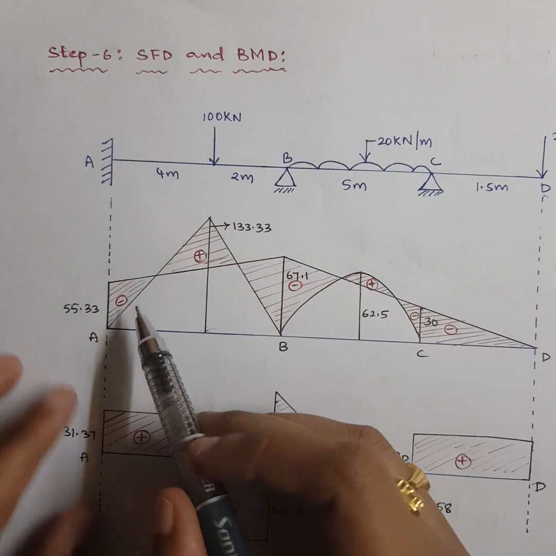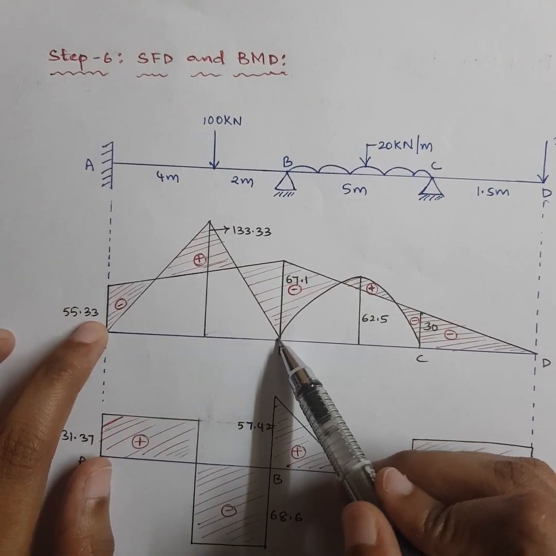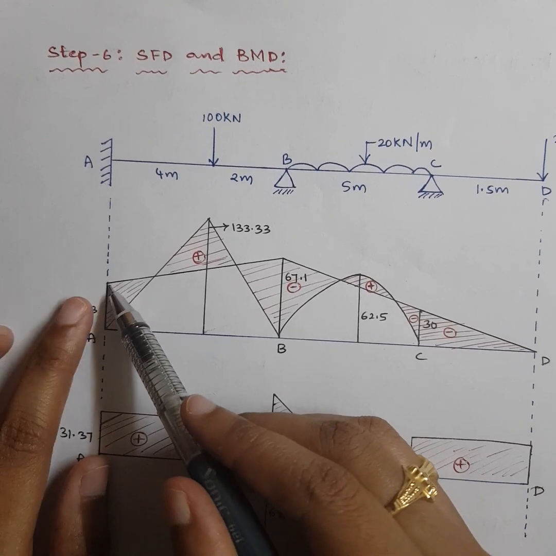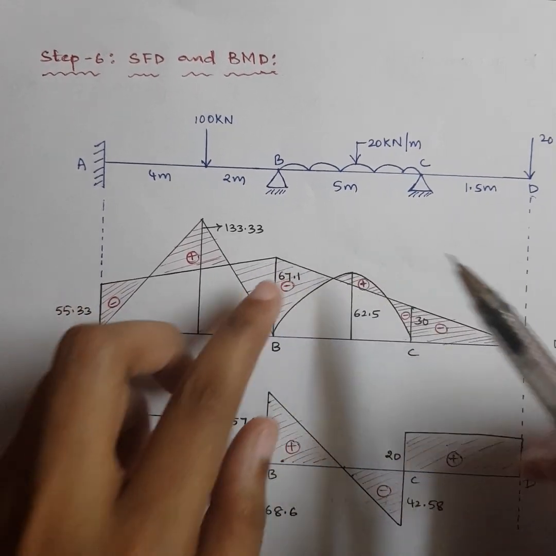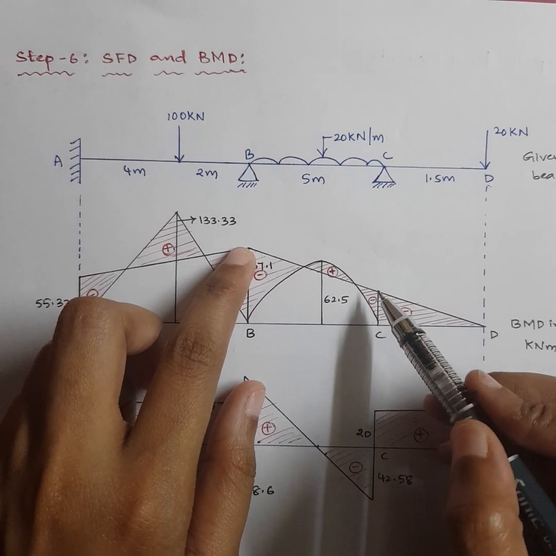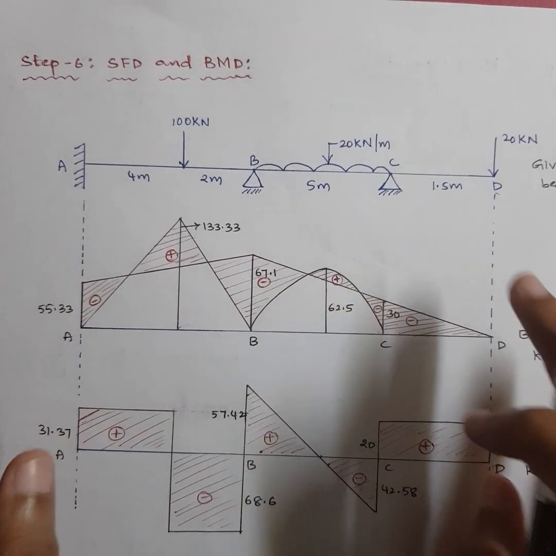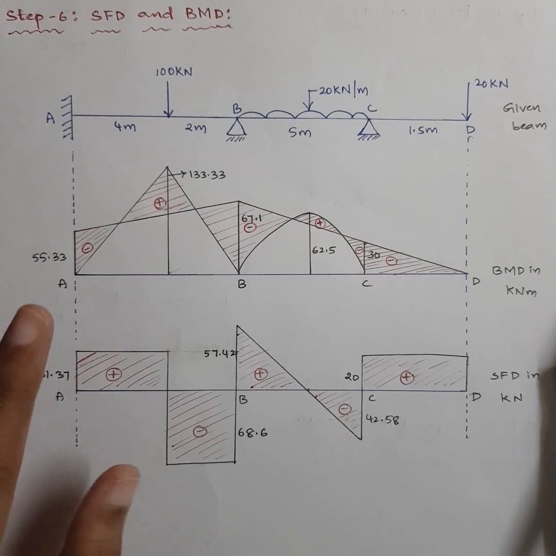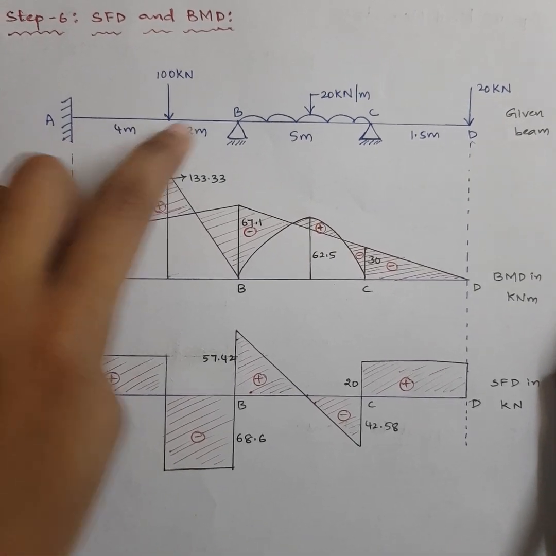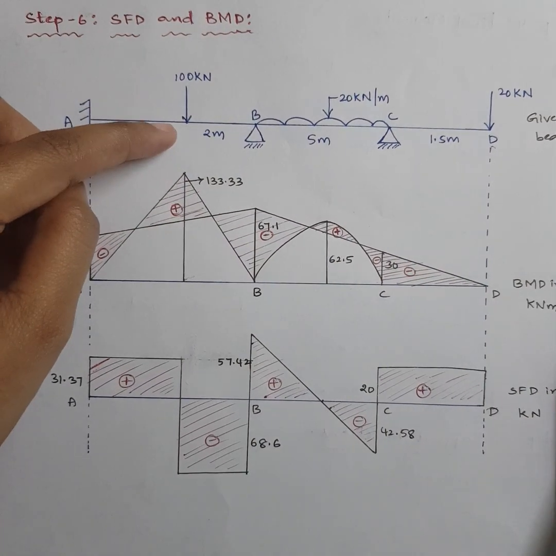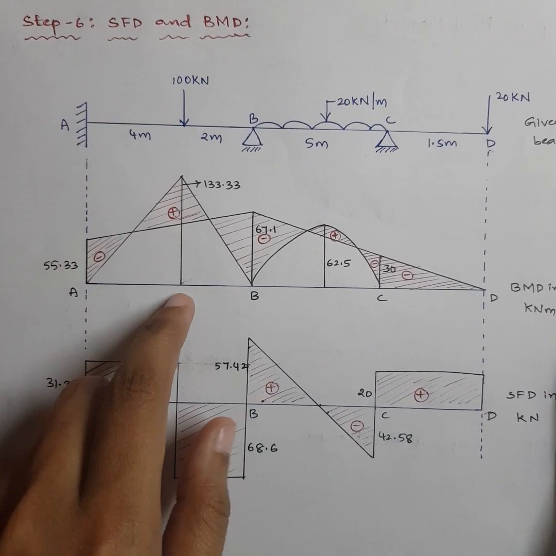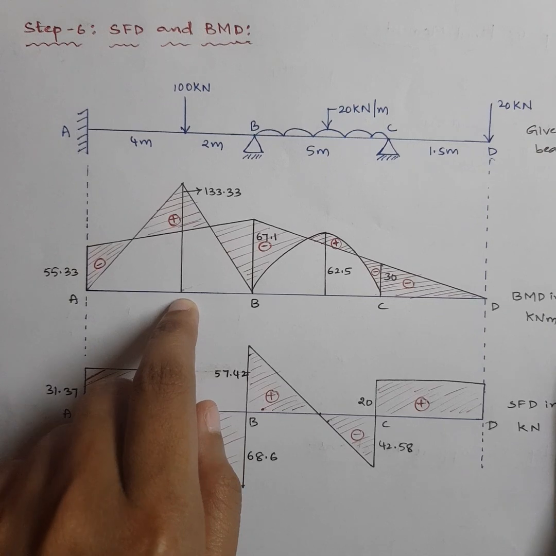Now what you do is, just erect this line and this line, then you start joining them from 55.33 to 67.1, from 67.1 to 30, and from here. So your bending moment diagram with respect to final moments will be ready. Now we should complete the bending moment diagram with respect to the given loading. We have already calculated the ordinate under the load of 100 kN, correct? How much did we get? 133.33, by the WAB by L formula.